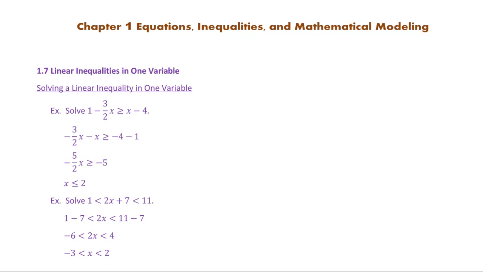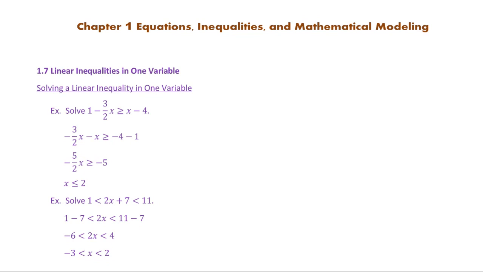We need to solve the inequality 1 less than 2x plus 7 less than 11. That's called a composite inequality. It actually involves two inequalities. You can see the two less than symbols. So what we do is solve it step by step.